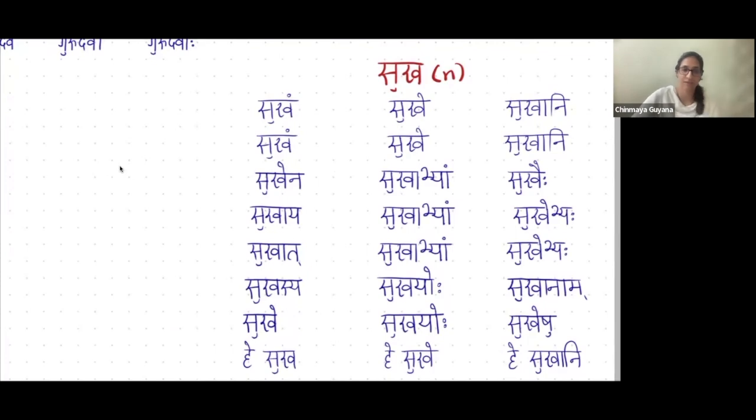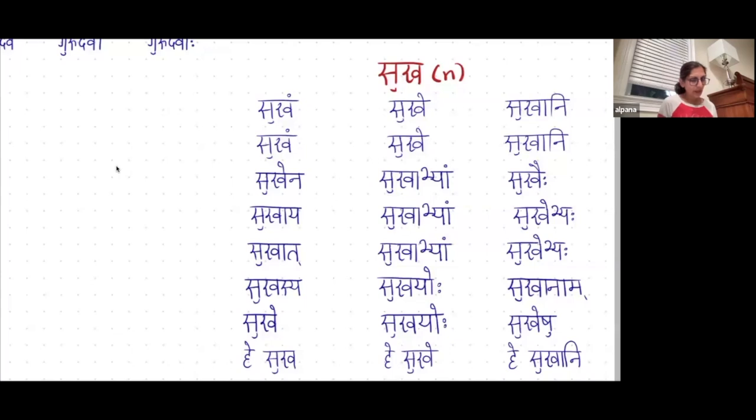Now this one. Who's moving? Alpana, you can say it. Sukham, Sukhe, Sukhani. Sukham, Sukhe, Sukhani. Sukhena, Sukhabhyam, Sukhaihi. Sukhabhyam. Pyam, make the A longer. Sukhabhyam.